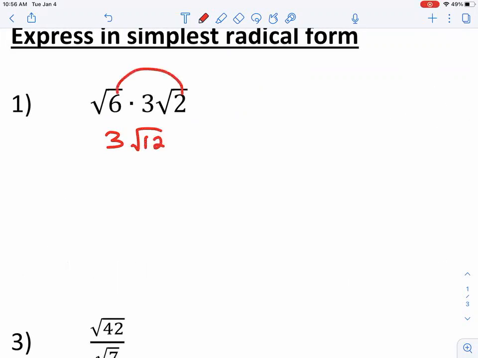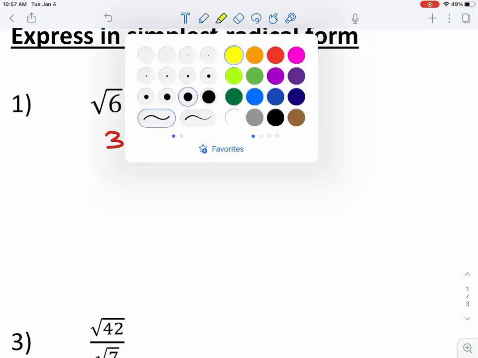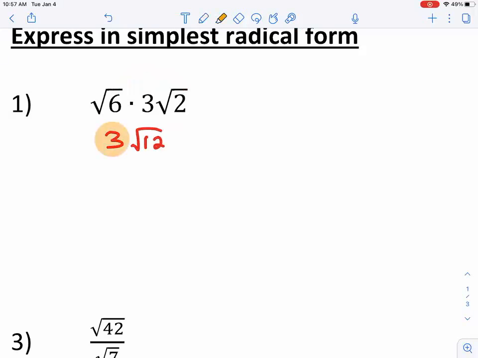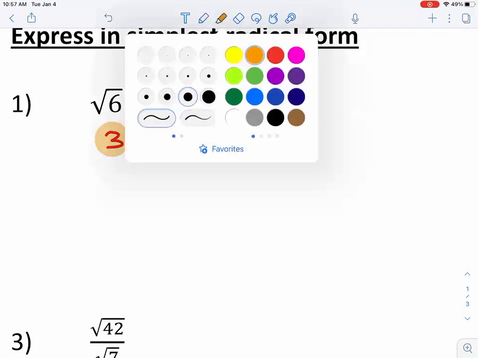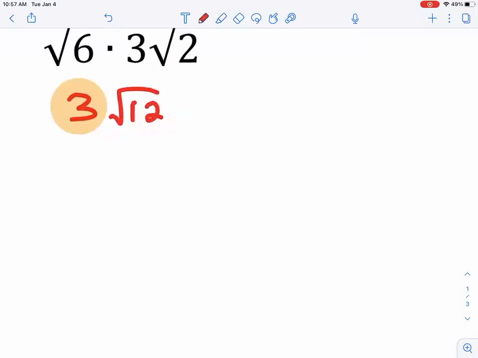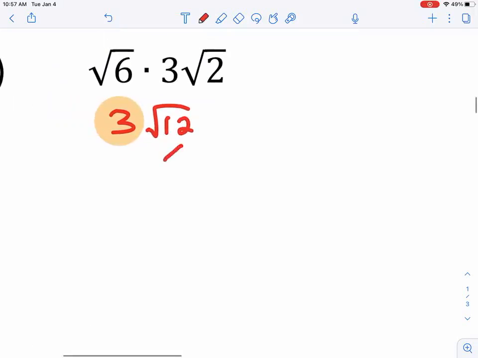I got 12 by doing 2 times 6. I got the 3 from this guy. So this is one way to do it, is to multiply them together. And now it looks just like one of the problems that we were doing. Okay, the 3 we're going to leave for the end. And we're going to take the 12 and do our factor tree.